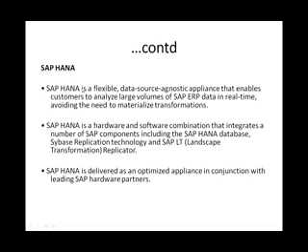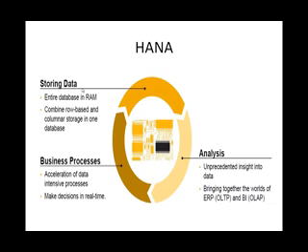The definition, or how SAP has defined it, is a flexible, data source agnostic appliance that enables customers to analyze large volumes of SAP ERP data in real time, avoiding the need to materialize transformations. It's a combination of both hardware and software, as we've seen yesterday. The hardware is provided by the vendors and the software by SAP. It's a combination of both, with a lot of new features added from both hardware and software, both implemented completely as a full-blown implementation on the SAP HANA server box.